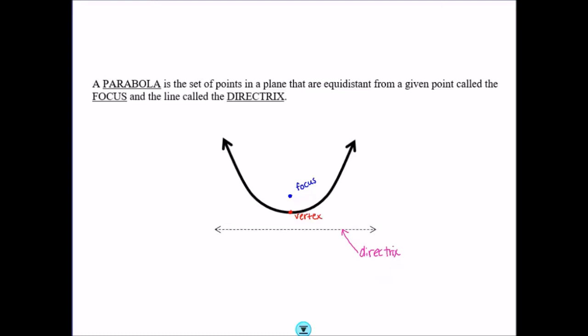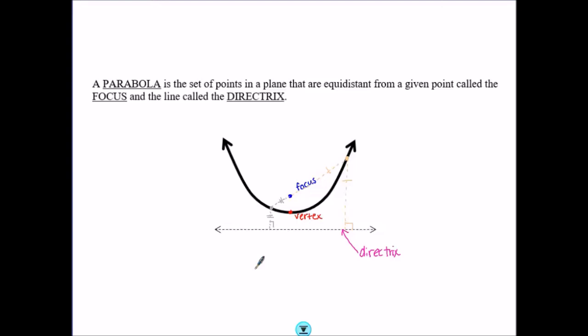So that means if I pick a point on the parabola, then the distance from the focus to that point is the same as the perpendicular distance from that point to the directrix. So those two pieces are congruent. And that is true about every point along the parabola. So if I pick this point here, the distance from that point to the focus is the same as the perpendicular distance from that point to the directrix. So those two gray segments are congruent.